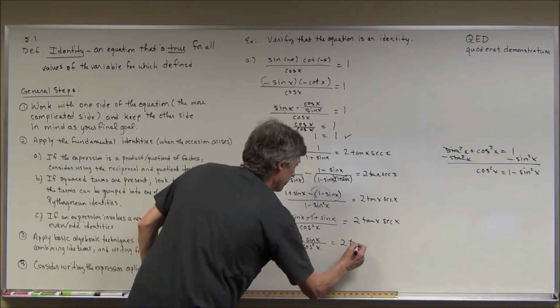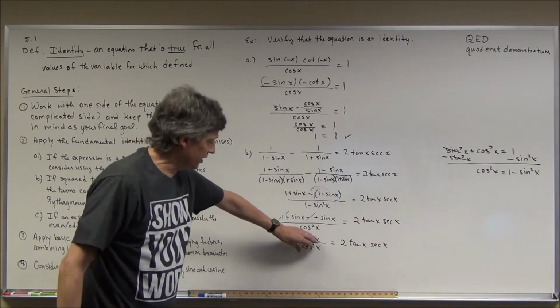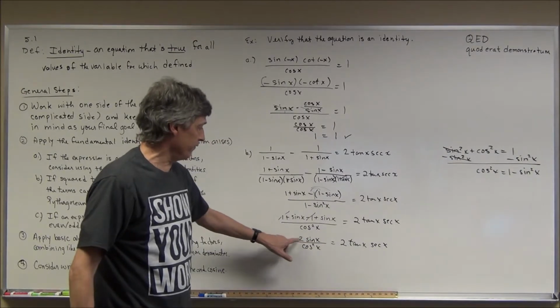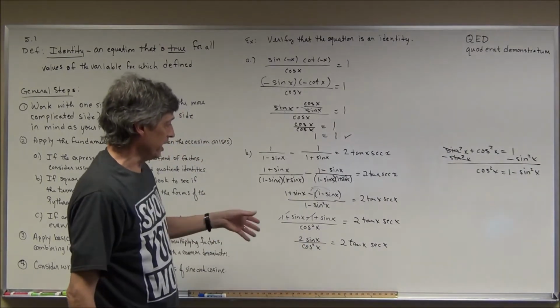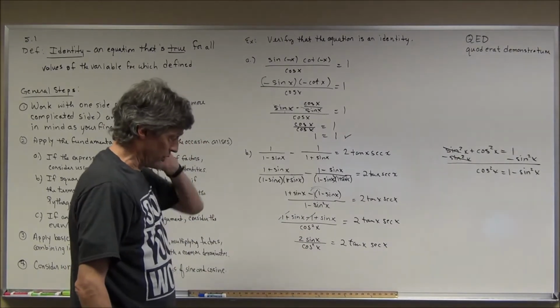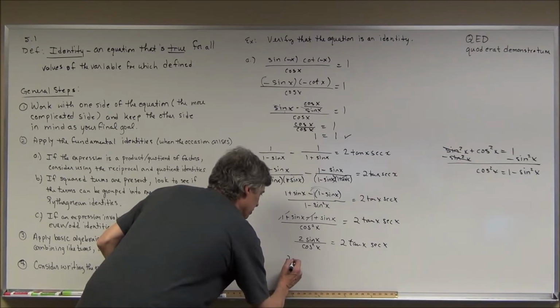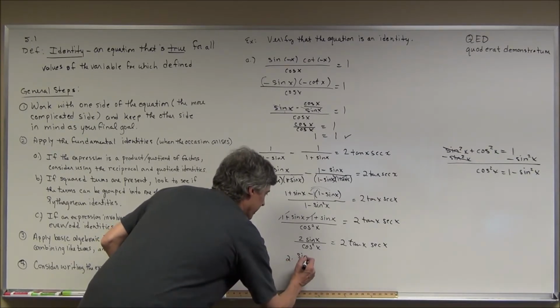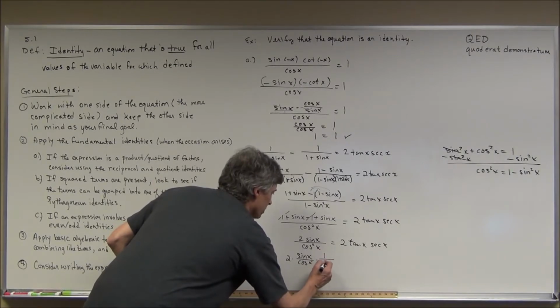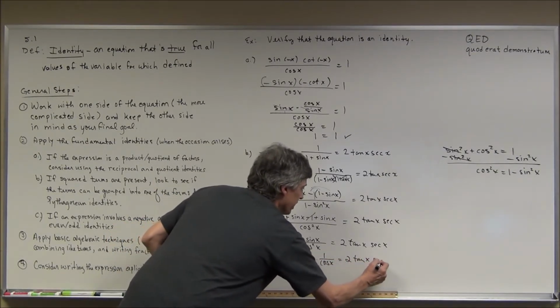Now look what I have here. I'm getting to the point where I've got to try to make this guy look like that guy. I have the 2, but I need the tangent and the secant. I have sine x in the numerator. I have 2 factors of cosine of x. Watch what I'm going to do in this step. I write this as 2 times the sine of x over the cosine of x times 1 over the cosine of x is equal to 2 tangent x secant x.